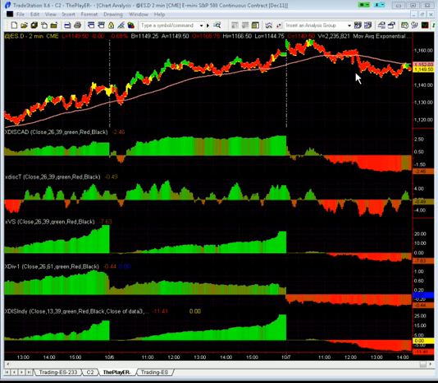We do expect, based on these dynamics, a move to continue lower on this day, this 7th day of October 2011.